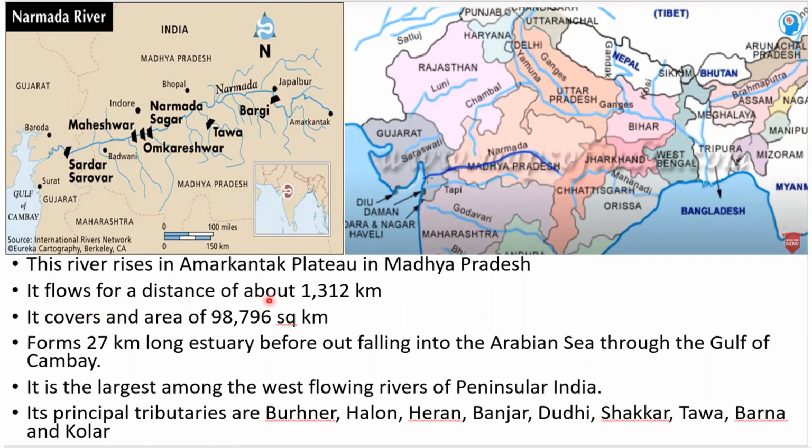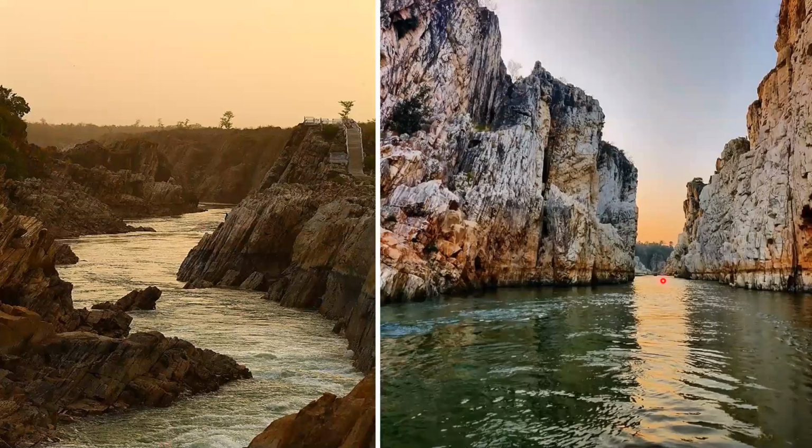It flows for a distance of 1,312 kilometers and covers an area of 98,796 square kilometers. It forms a 27 kilometer long estuary before falling into the Arabian Sea through the Gulf of Cambay. River Narmada empties into the Gulf of Cambay. It is the largest among the west-flowing rivers of peninsular India. Its principal tributaries are Burhner, Halon, Heran, Banjar, Dudhi, Shakkar, Tawa, Barna, and Kolar. And these are the beautiful gorges carved out by river Narmada.